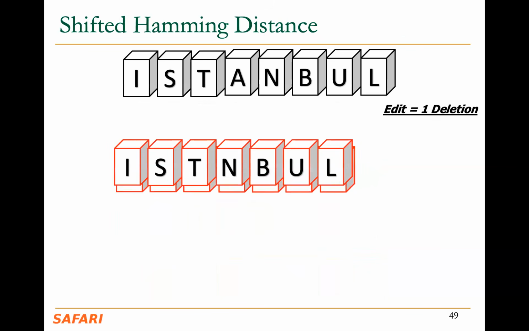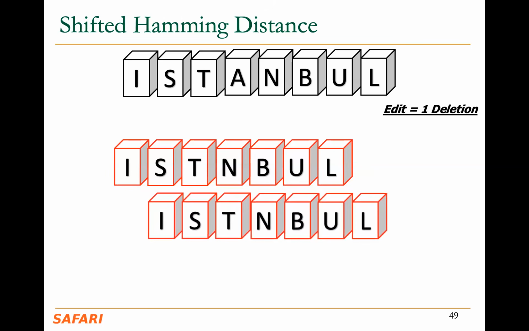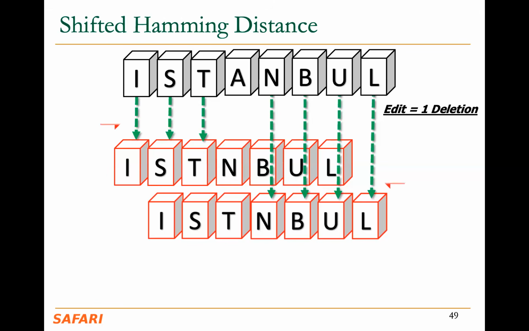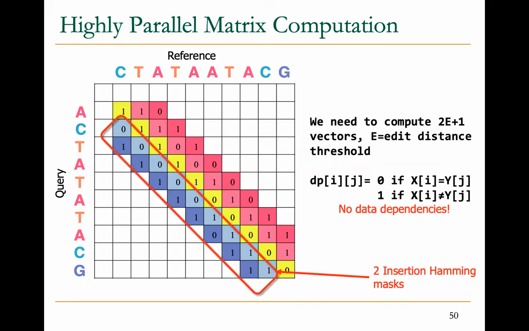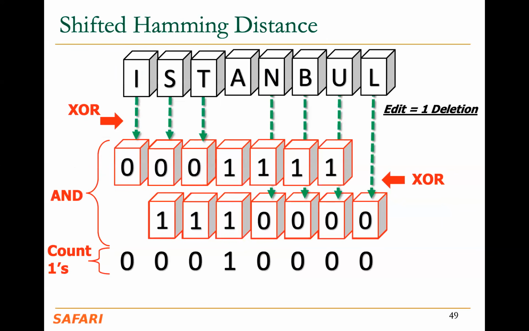So the idea of shifted Hamming distance is essentially do that and shift it as many times as you think there will be errors potentially, right? And that's the idea. So we do the first comparison, Hamming distance comparison over here. So it's Hamming distance, essentially XOR, as you can see. So the XOR of the first computation gives you this first bit vector over here. The XOR of the shifted read gives you the second bit vector.